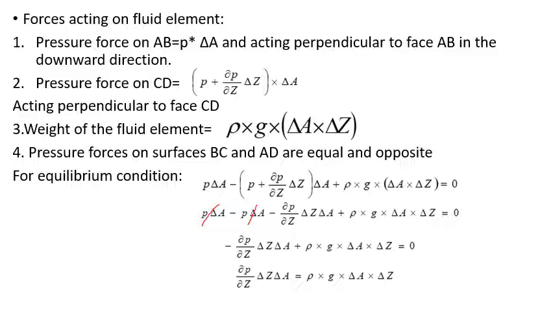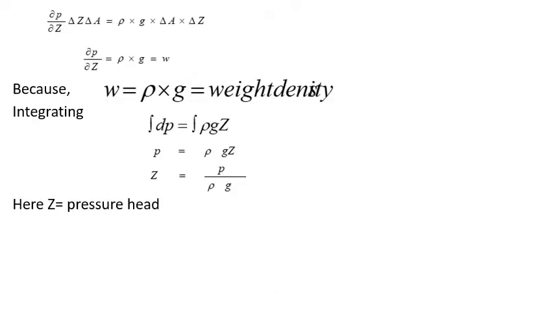So now take one term to the other side, to the right hand side. At that time this is ∂p/∂z Δz ΔA, that is equal to ρ g Δz. So once again here Δz and here ΔA, those terms get cancelled. The remaining term is ∂p/∂z is equal to ρ g. So that is the final expression.